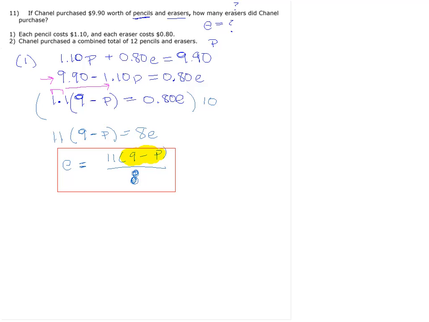So we're at the last stage of the problem. We want to know, what does that mean for the value of P? How do we make 9 minus P divisible by 8? The only value that would work is if P were equal to 1, because then that would be 11 times 8 over 8. The 8s would cancel, and we would see that E is equal to 11 and P is equal to 1. If we refresh our memory of what we're being asked, we want to know how many erasers she bought. And of course, the answer is 11.